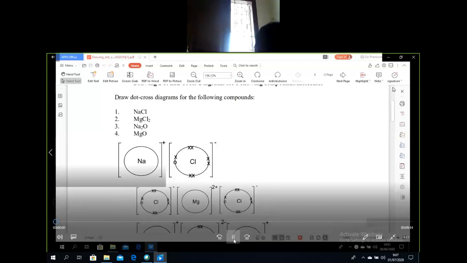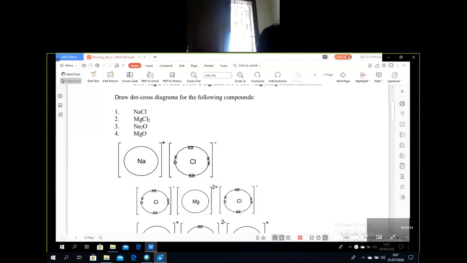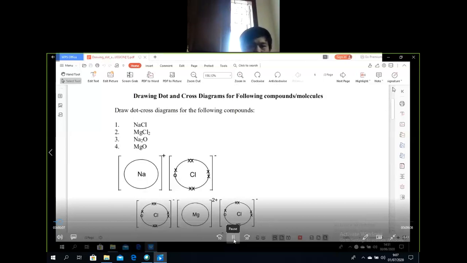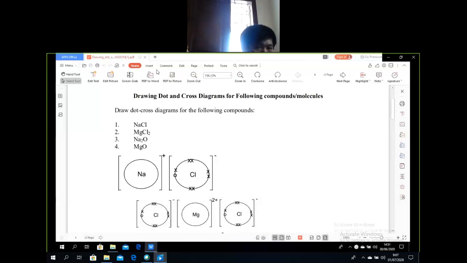Hello students, right now I'm going to tell about the discussion of the homework. Yesterday you got homework about drawing dot and cross diagrams for the following compounds or molecules. From number 1 until number 5, if you draw covalently it would be incorrect because all of numbers 1 to 5 are between metal and non-metal.